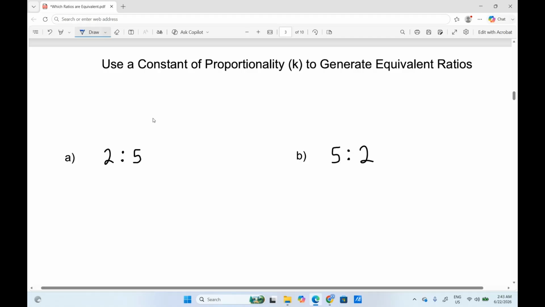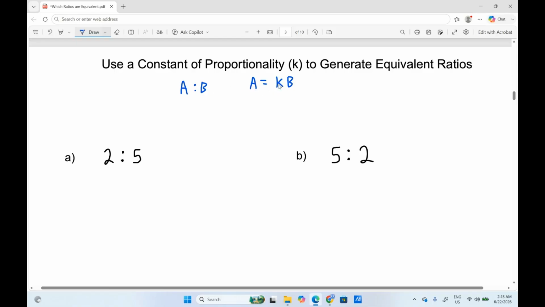Hi class, in this video we're going to be using a constant of proportionality in order to generate some equivalent ratios. So recall that a constant of proportionality is represented with the letter k. How it works is like this. Let's say I have a ratio that is a to b. What ends up happening is I'm going to end up with an equation where a equals k times b. So for a ratio, the entity on the left-hand side is going to be by itself, and the entity on the right-hand side will be multiplied by k.